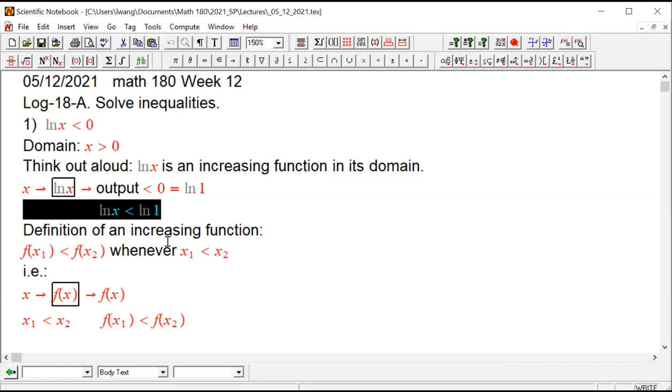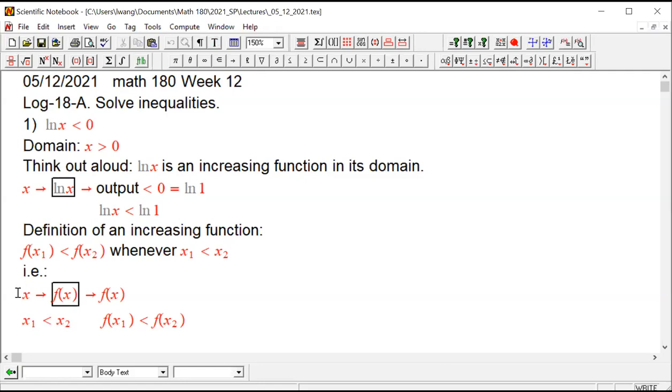So you cannot always just drop it, cross out. Sometimes I see students come to the class, they just cross out the ln. No, that's not how it works. That's not the narrative. The narrative is because ln x is an increasing function, and because we know the output is in this relationship, therefore we know the input is also in the same relationship.